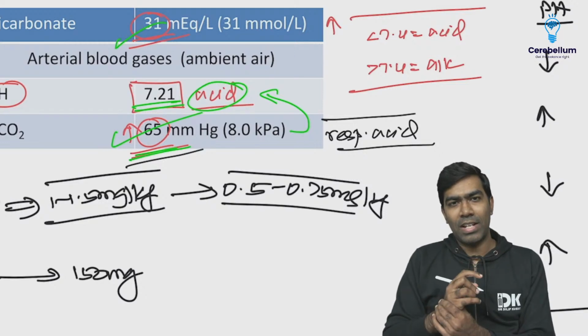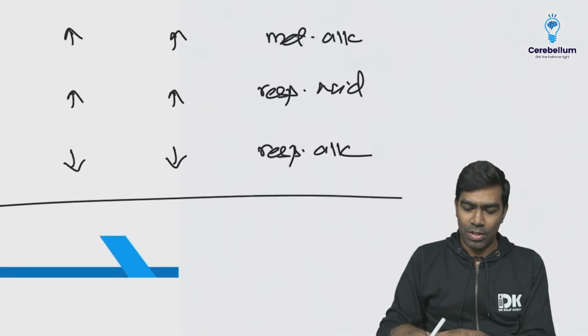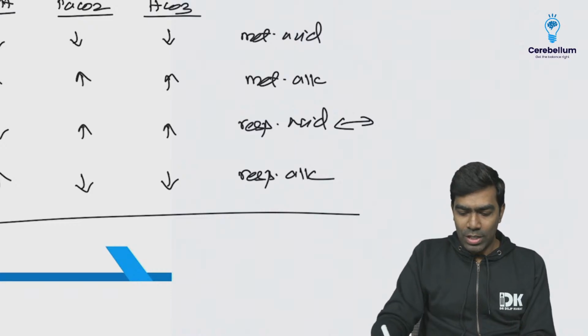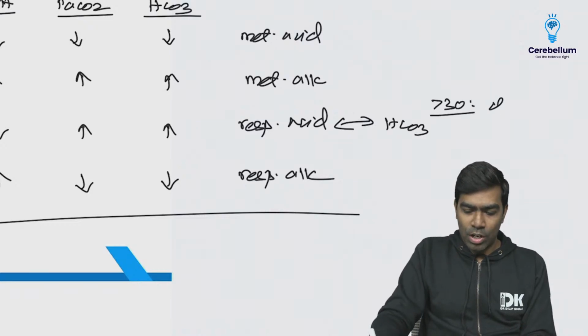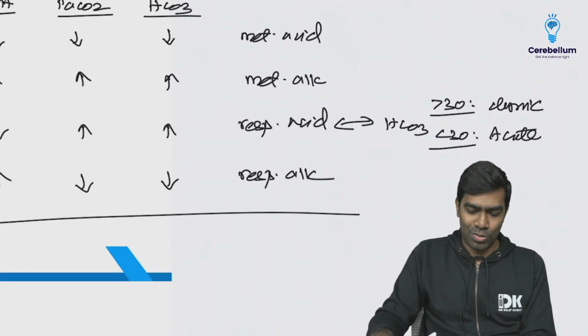But is this patient having a chronic respiratory acidosis or an acute respiratory acidosis? For that, I have a trick for you. Chronic or acute, look at the bicarbonate. If the bicarbonate is more than 30, it's very likely to be a chronic respiratory acidosis. If the bicarbonate is less than 30, even though it's increased, it's very likely to be an acute respiratory acidosis.